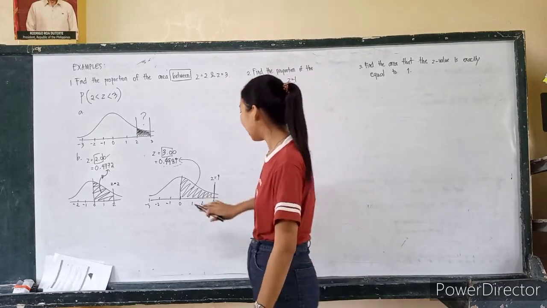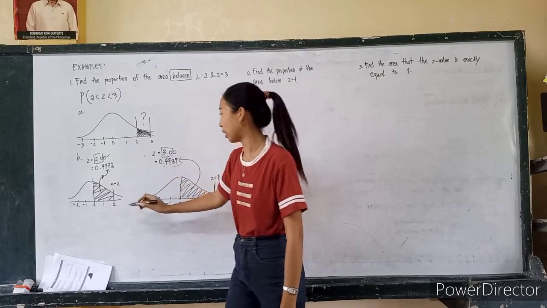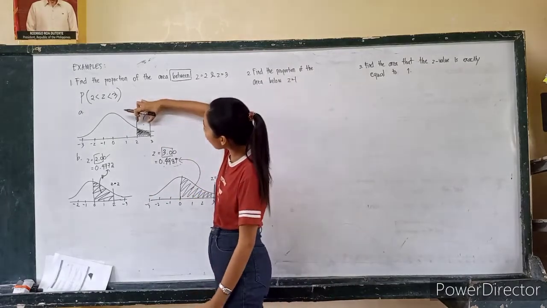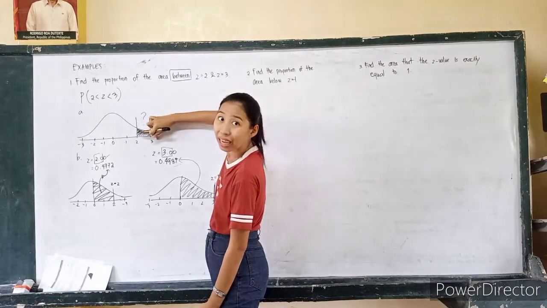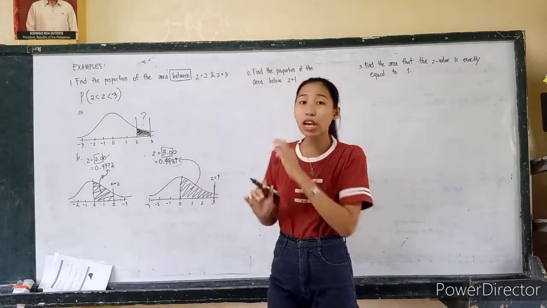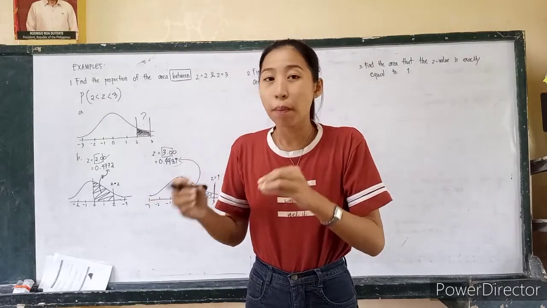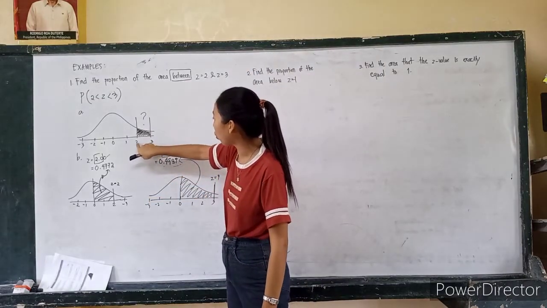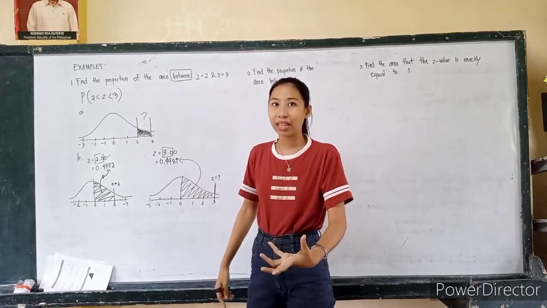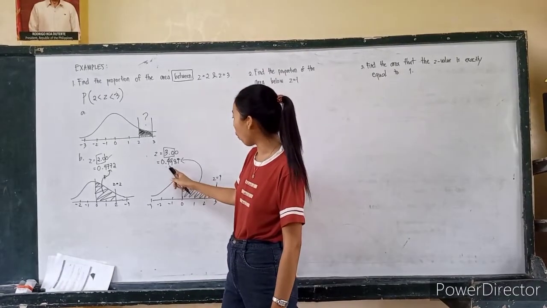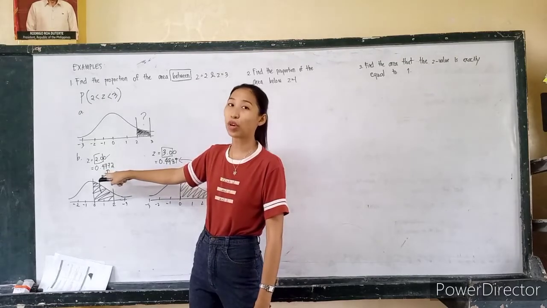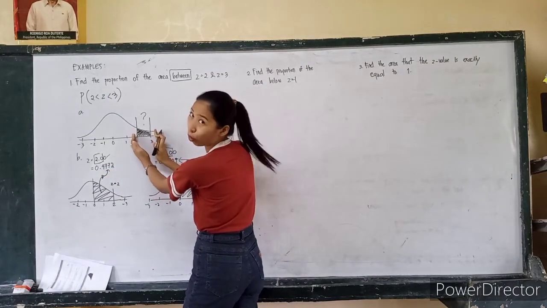Now our problem is that we are not looking for all of this area. What we need to find is this small area from 2 to 3, which is already covered by this part. So what operation will we use to get the area from 2 to 3 using the z-table values? The answer is subtraction. We take 0.4987 and subtract 0.4772 to get this small portion.